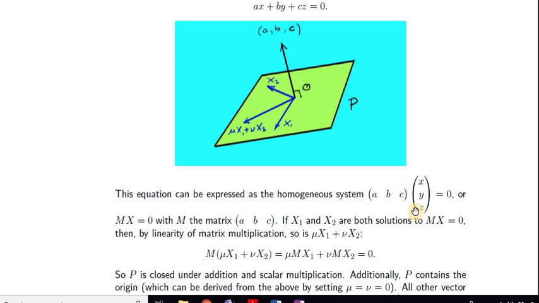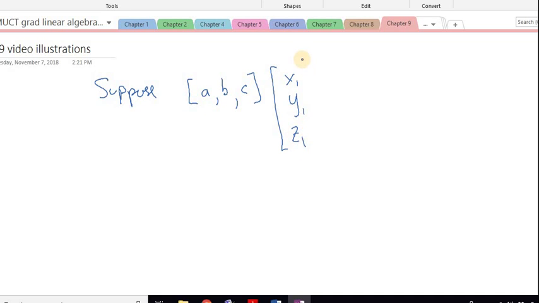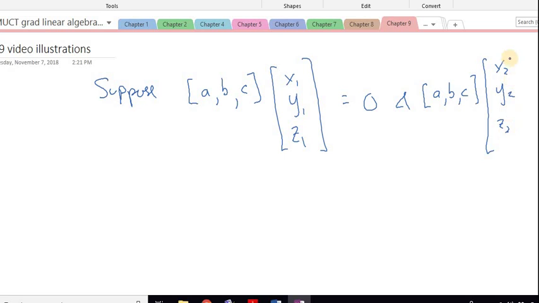Right, if I write x, y, z, let's do it a little more explicitly. All right, so we can say suppose (a, b, c) times (x1, y1, z1) is equal to 0. Now you can recognize this also as the dot product. And let's suppose also that (a, b, c) times (x2, y2, z2) is also equal to 0.